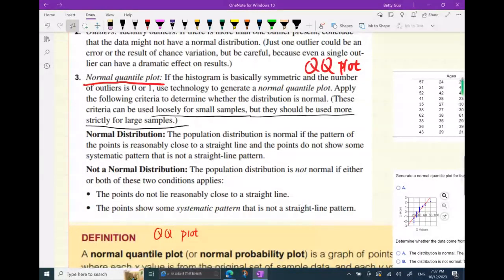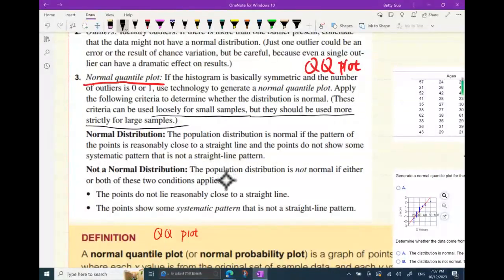Where we were: the population distribution is normal if the pattern of the points is reasonably close to a straight line, and the points do not show some systematic pattern that is not a straight line pattern. Otherwise, it's not a normal distribution.